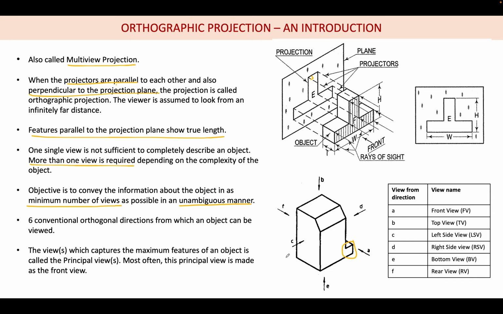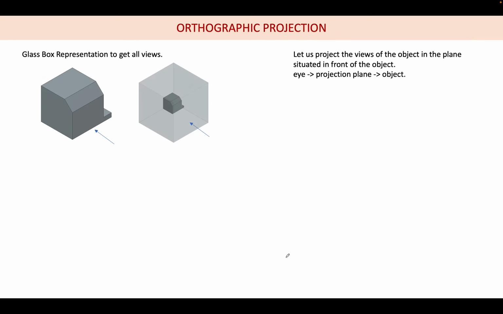So this is the introduction to orthographic projection. How do we capture these views? As you might have seen in the lecture, we have something called the glass box representation. Assume that you have an object over here, and you want to capture the front view, the top view, and so on. You assume that the object is located inside the box. Then the first step is to draw the front view. The red lines are the projectors, and the black is the outline of the front view.